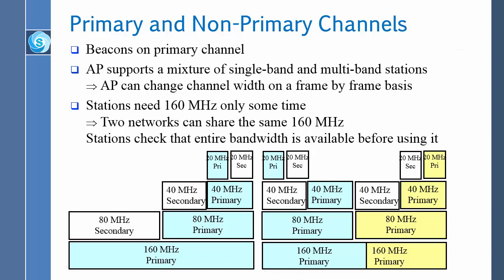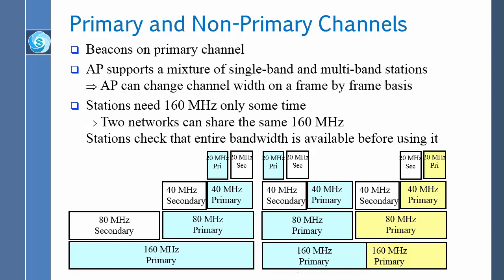I think I need to show the complete thing in dual colors, where this one has 160 megahertz in blue and 160 megahertz in yellow. So how can that be? How can we show that? Okay, so I think this picture needs to be changed, because it doesn't show the secondaries.